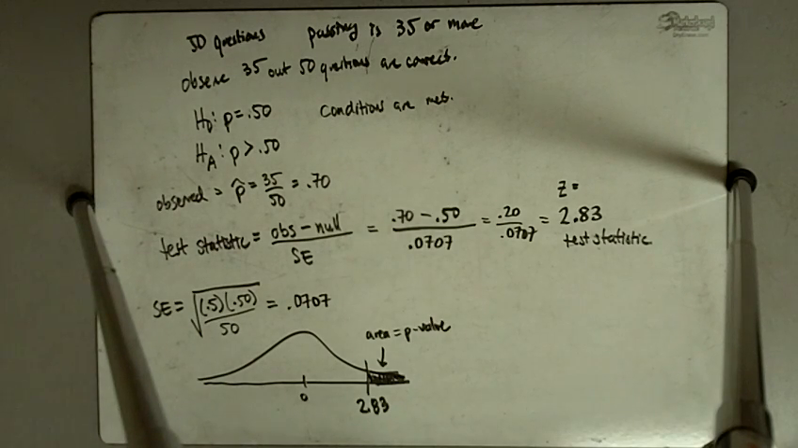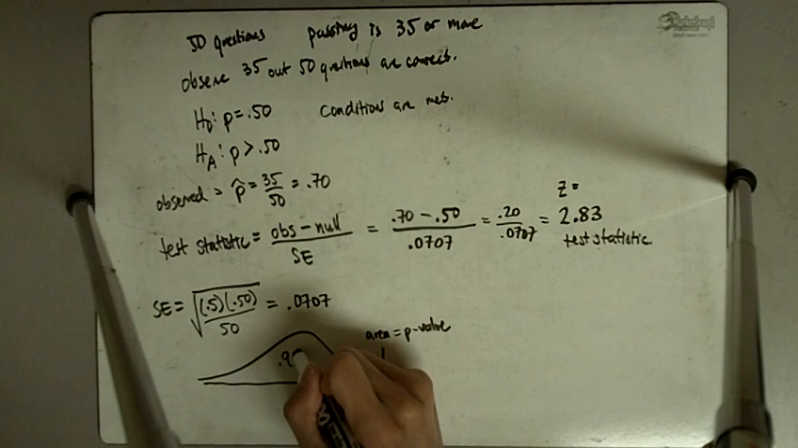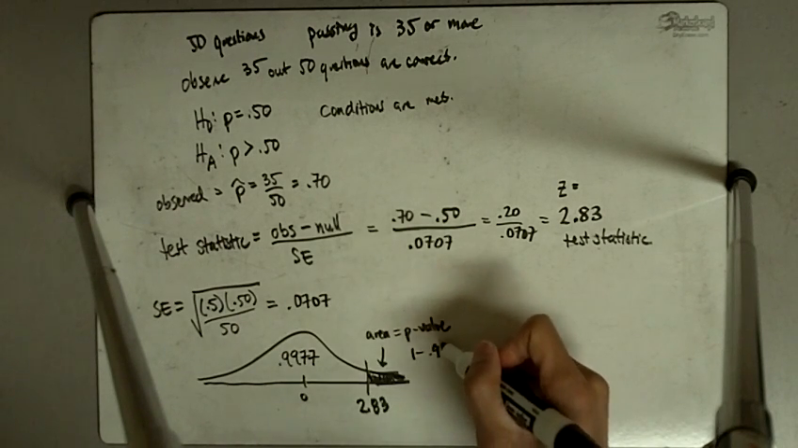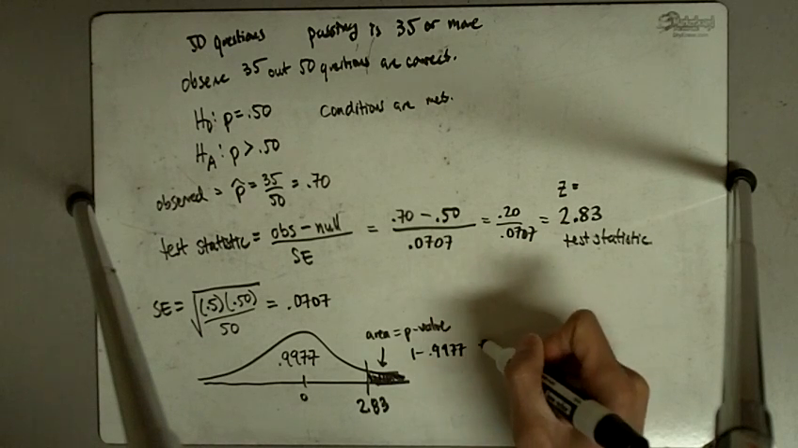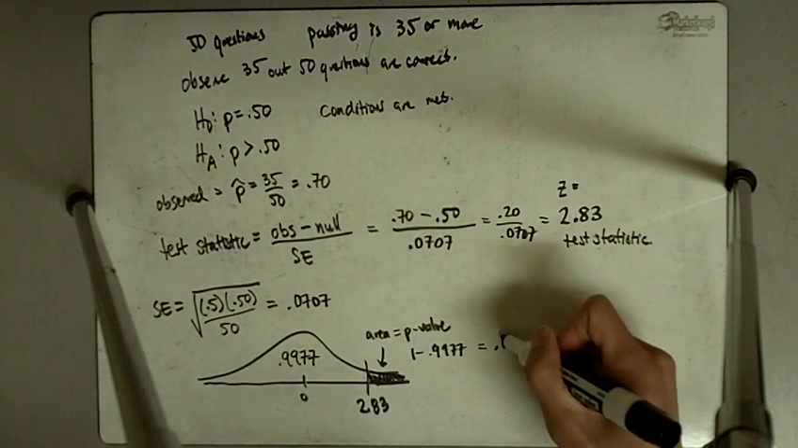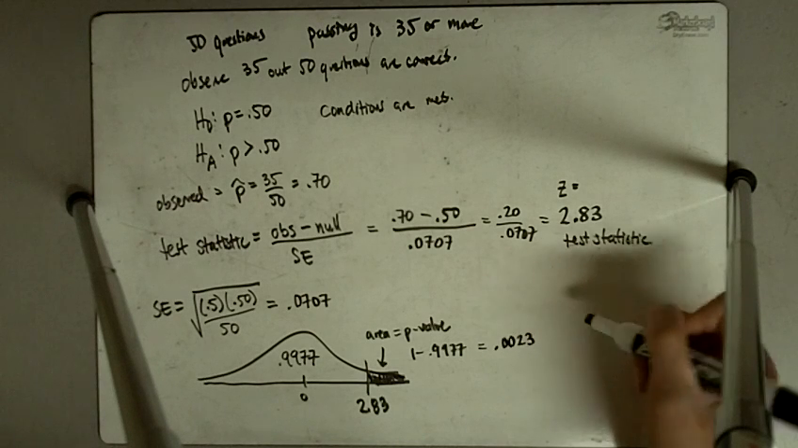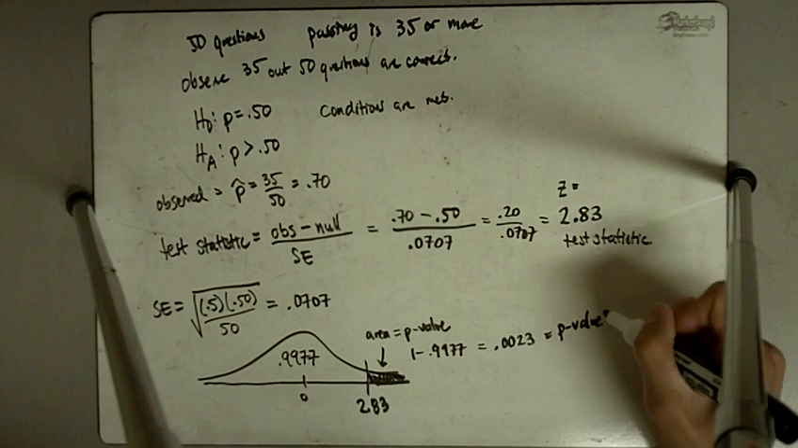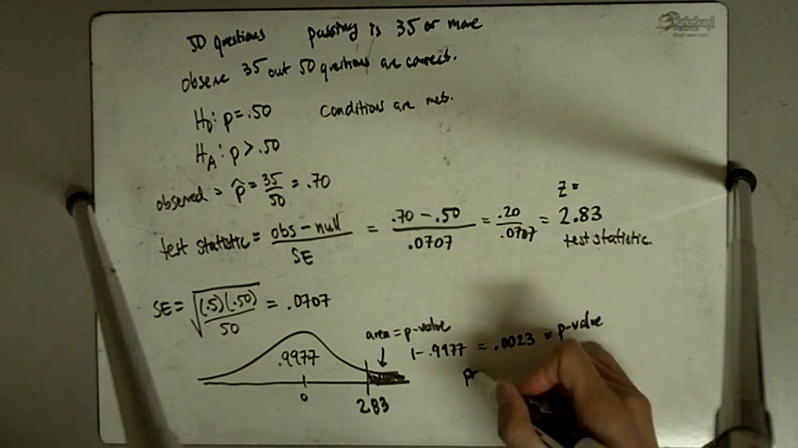If I look up 2.83 in my normal table, it gives me the area to the left as 0.9977. So the area over here is 1 minus 0.9977, which is equal to 0.0023. So my p-value is 0.0023.